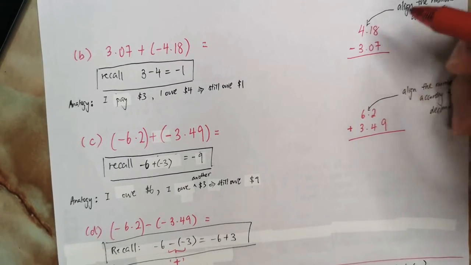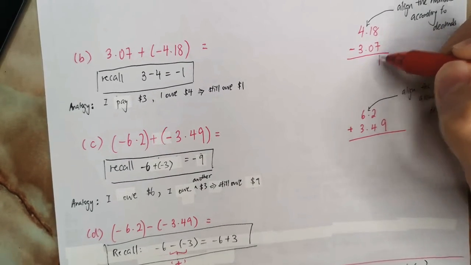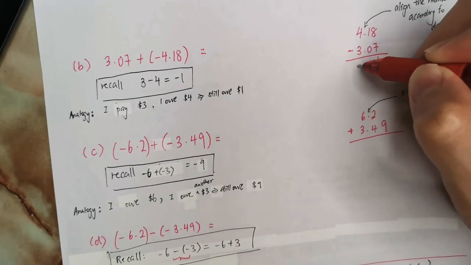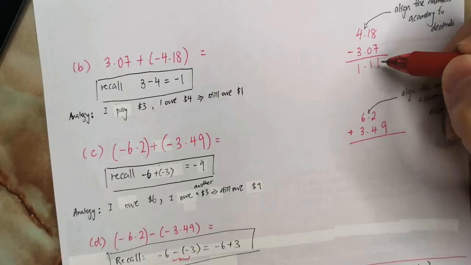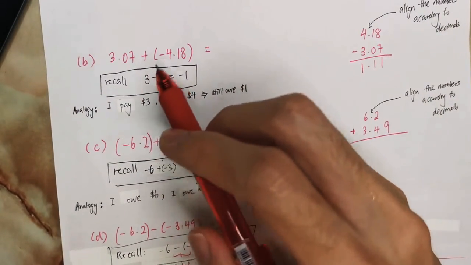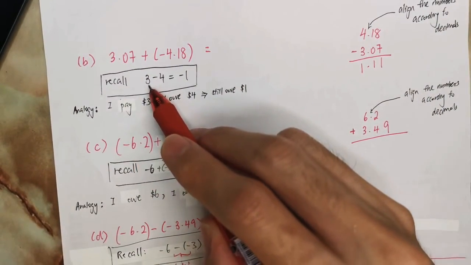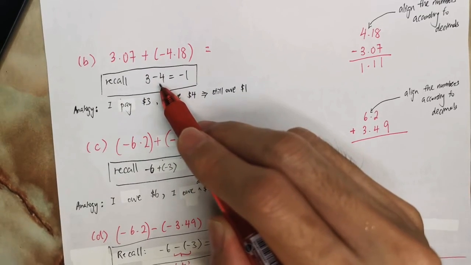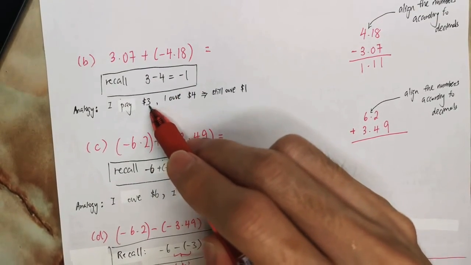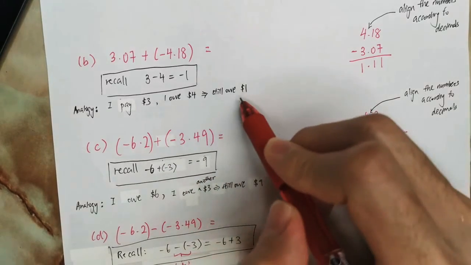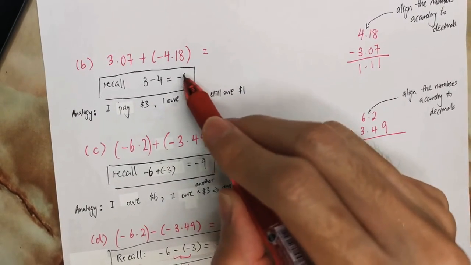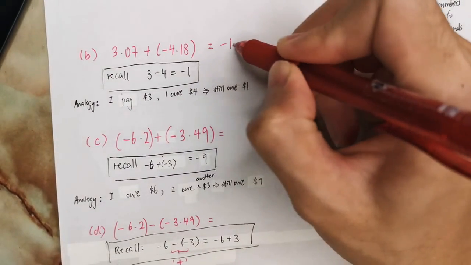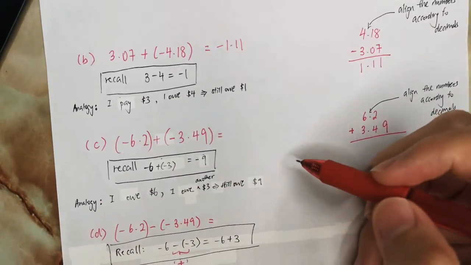4.18 minus 3.07. So 8 minus 7 is 1. 1 minus 0 is 1. 4 minus 3 is 1. So 1.11. Let's recall that we just assume this is 3 minus 4. If I pay $3 and I owe the person $4, I still owe the person $1. So that means it's a negative number. So using this 1.11, I put a negative in front. So I get negative 1.11.